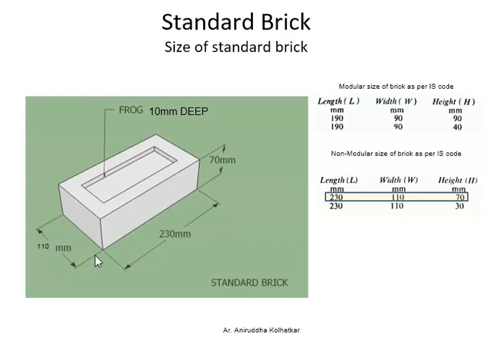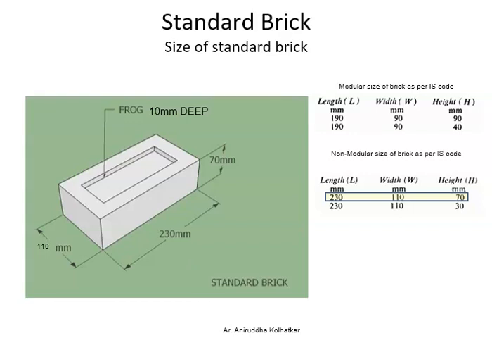So this has been specifically designed in such a way that you can place two bricks on top of these bricks width-wise, and you will still have the width of the wall as 230. So there will be a 110 brick, then a 10 mm mortar joint, and another 110 width-wise; this brick can fit on top of this brick. So that is how these dimensions have been designed.